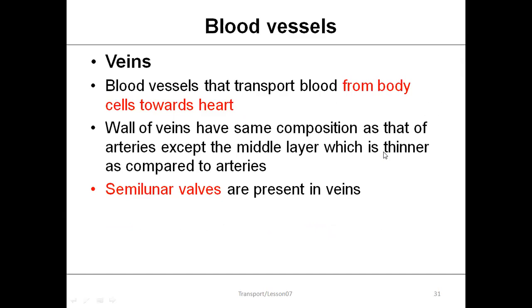नैरोअर. Veins, the blood vessels that transport blood from the body towards the heart. This is a collecting system which collects blood from various parts of the body and brings it back to the heart. The walls of the vein have the same composition as that of the arteries, except for the middle layer, tunica media, which is thinner in the veins as compared to the arteries, and then valves are present inside the veins.